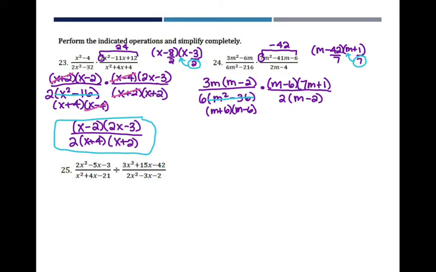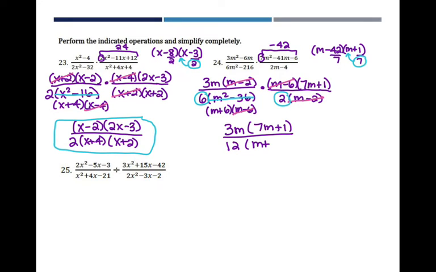Now let's go ahead and start canceling. I can cancel out the m minus 2's. I can cancel out the m minus 6. And let's see what we're left over with. Up top, I have 3m times 7m plus 1. On the bottom, I have this 6 times 2, which I'll combine. That gives me 12.